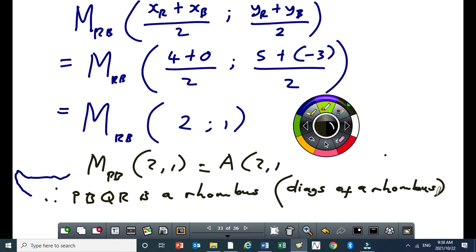If you decide that you want to write it in full, write diagonals of a rhombus bisect at 90 degrees. If you want, you can do that. But if we just write diagonals of a rhombus, that's also correct. And then you are done.